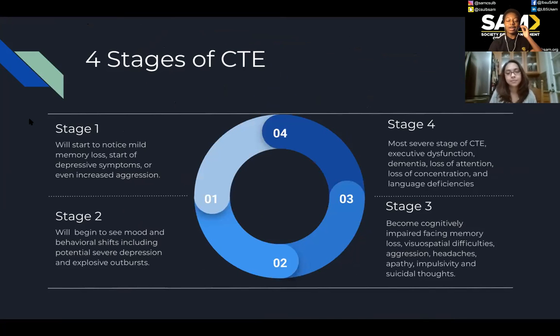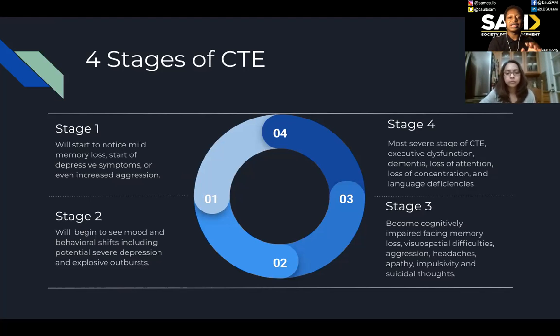And to dive a little deeper into what Ruby was talking about, there are 4 stages of CTE, and it's basically how the symptoms are divided up. In stage 1, you will start to notice mild memory loss, the start of depressive symptoms, or even increased aggression. And then in stage 2, you will begin to see mood and behavioral shifts, including potential severe depression and explosive outbursts.